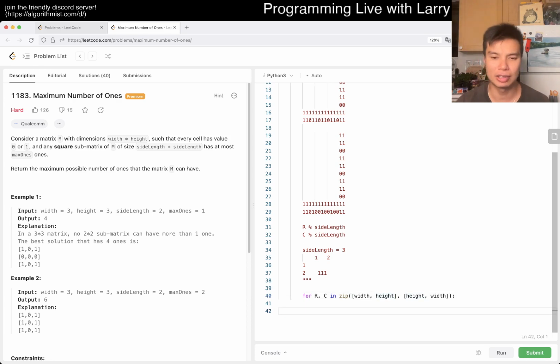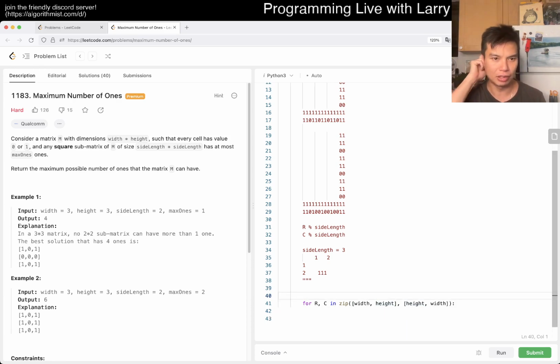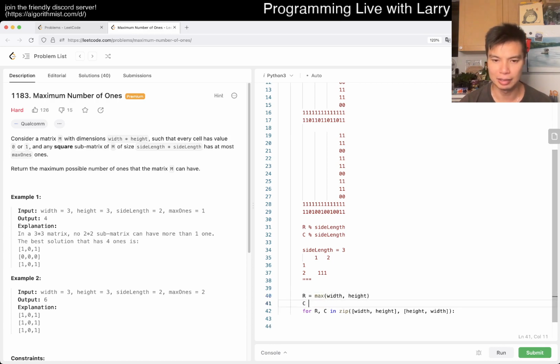We can actually just do this in a different way. Width and height doesn't matter because everything else is a square. So basically we can do something like this is max of width, height, and then I like it the other way around actually, so that this is longer, so you have a longer matrix than whatever, right?